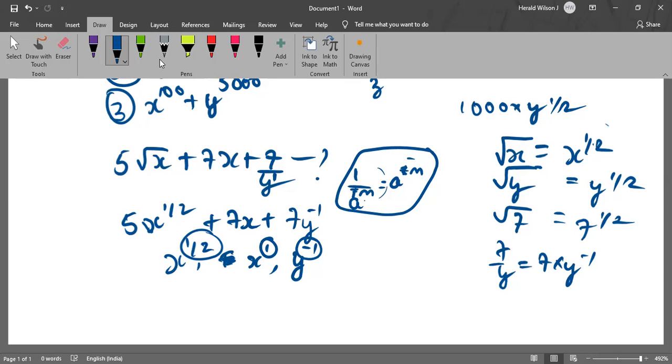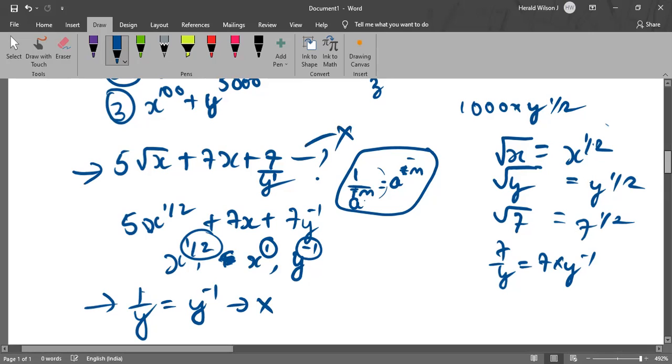In exercise 2.1 we have a question: state whether the following are polynomials or not, and give the reason also. We will come to that later, but you need to learn how to identify polynomials. That's why I'm training you for that by giving you such examples. So let me give you another example. 1 by y, same thing here. This can be written as y raised to minus 1. This is also no. This is also no.